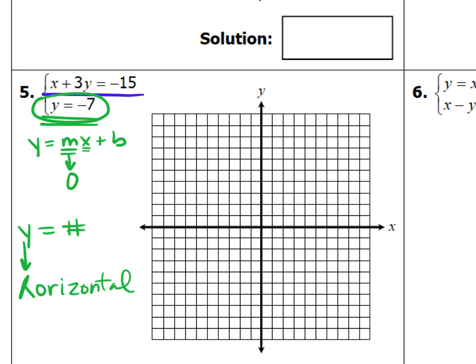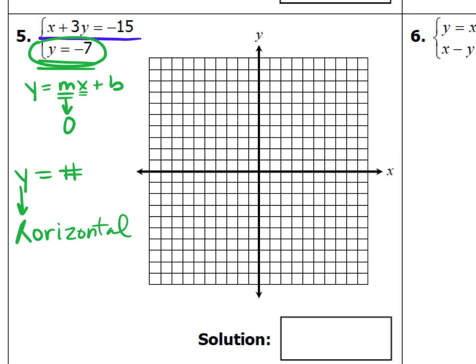So if y equals -7, on your y, go 1, 2, 3, 4, 5, 6, 7 down. Okay, my y value is -7 right there. Where else is there a point that has a y value of -7? How about 1, -7, or 2, -7, or 3, -7, or 4, -7? All of these points have a y value of -7. Okay, so when it's y equals a number, horizontal line.